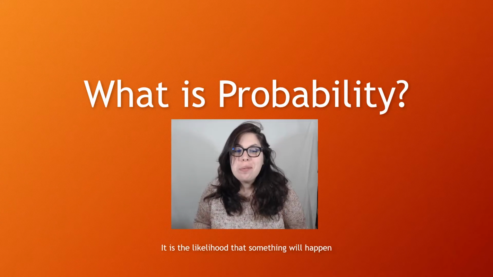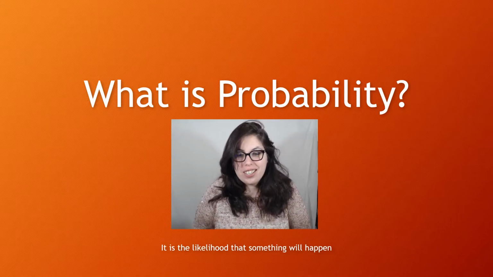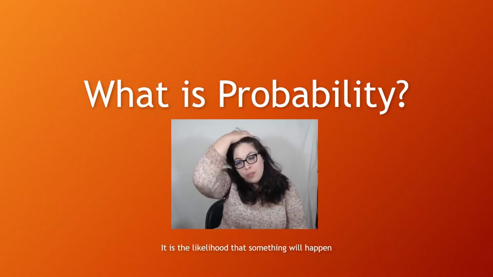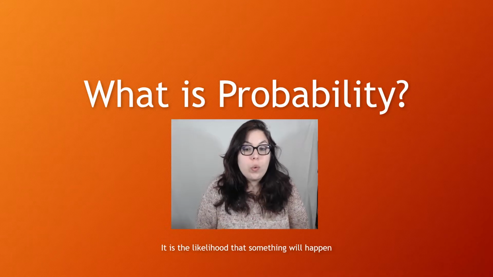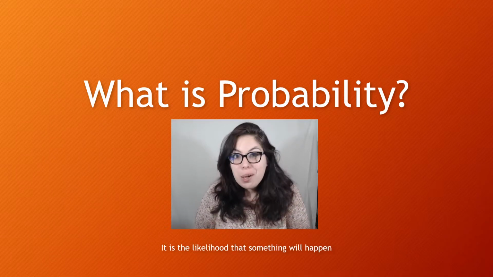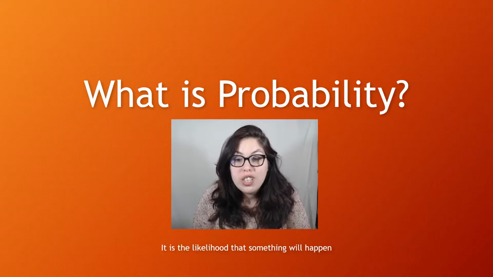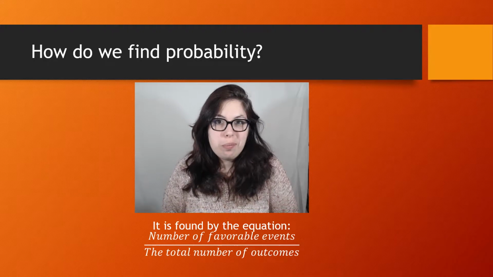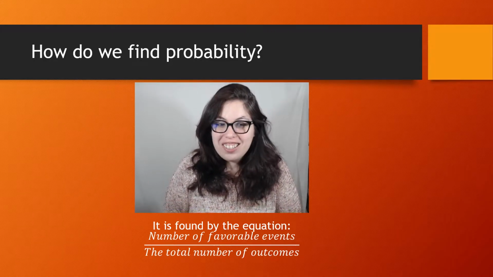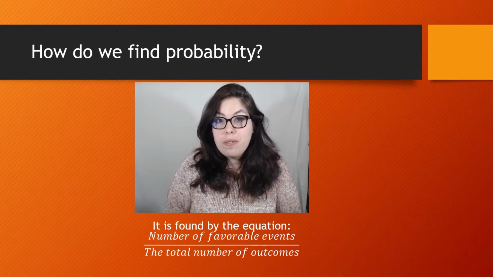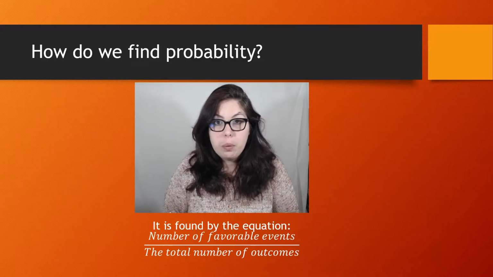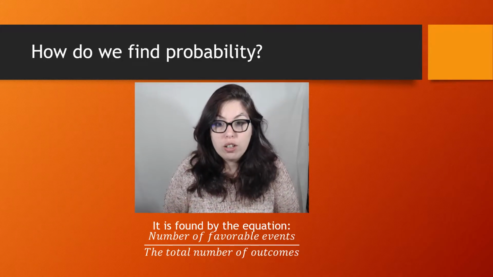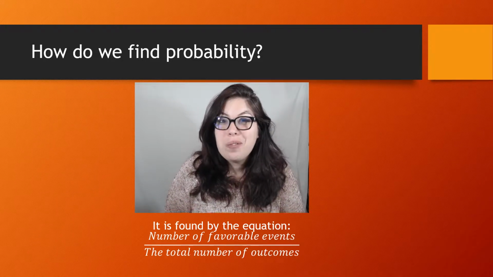So what is a probability? Well, it's just the likelihood that something will happen. So to find a probability, I need to know two things: how many possible outcomes there are, and how many events are favorable to what I want to find. All right, so how do we find the probability? Well, it's just what I just said. We find the number of events that are favorable for the probability we want to find and the total amount of outcomes possible, and we divide the two.